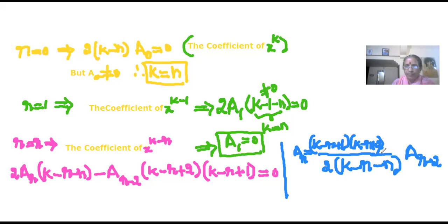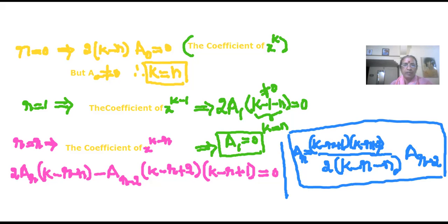So this is a recursive relation. In the first case, what is the value that we got? k equal to n. In the second case, we got a1 equal to 0. And in the third case, we got a relation between ar and ar minus 2. What is the relation? ar becomes equal to k minus r plus 1 into k minus r plus 2, whole divided by 2 into k minus r minus n, times ar minus 2. This is how we got it.